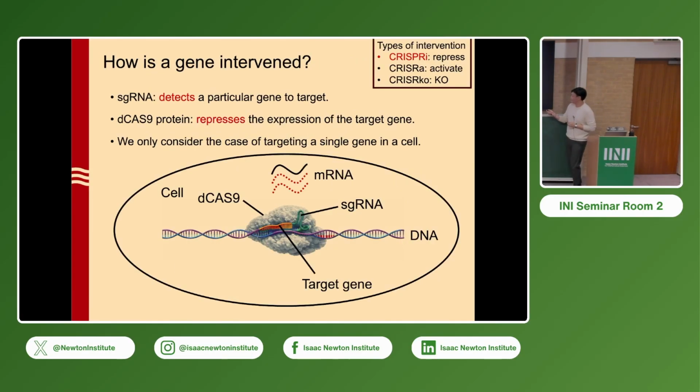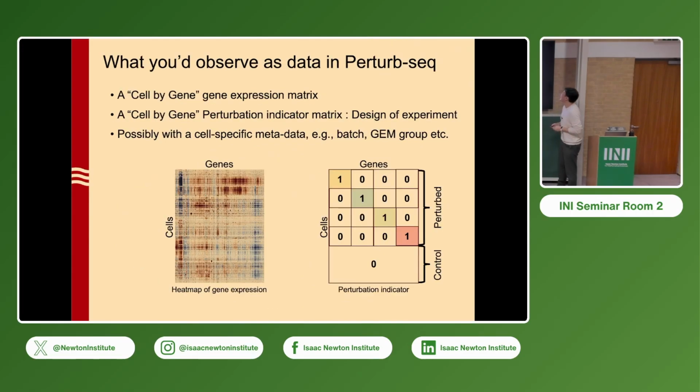Technologically, it is possible to induce multiple guides and target multiple genes. But since the motivating data only has cases where one gene was intervened on for each cell, I'm going to consider only that case. And I'm also going to consider the case where all the genes we have observed are intervened on in multiple cells. The data you will see is the expression level matrix and a perturbation indicator that tells you the design of the intervention. You could possibly also have cell-specific metadata, which we can use as covariates.